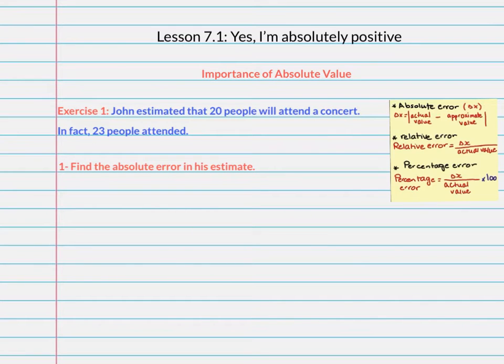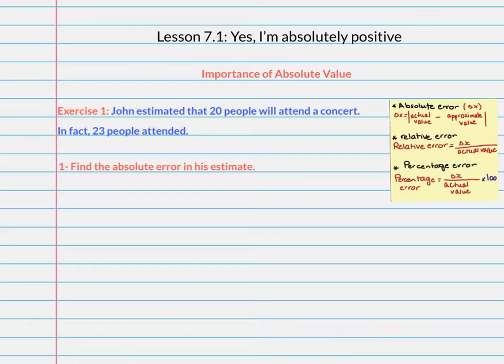Exercise 1. John estimated that 20 people will attend a concert. In fact, 23 people attended. Find the absolute error in his estimate. So we need to find the absolute error. This means that we need to use the first formula, delta x equals absolute value of actual value minus approximate value. Keep in mind that those rules are to be memorized.